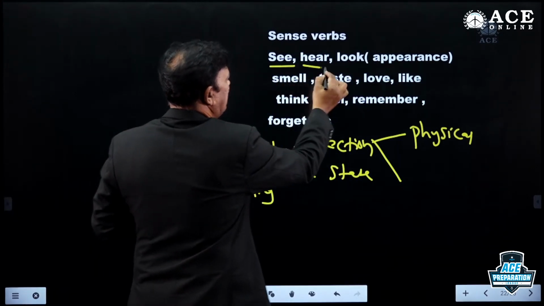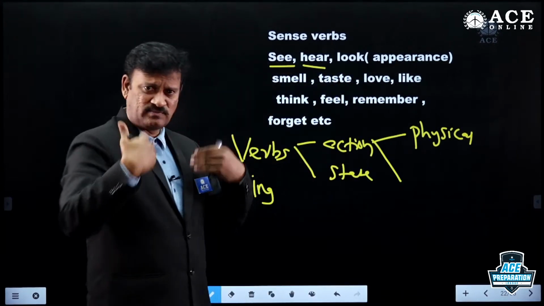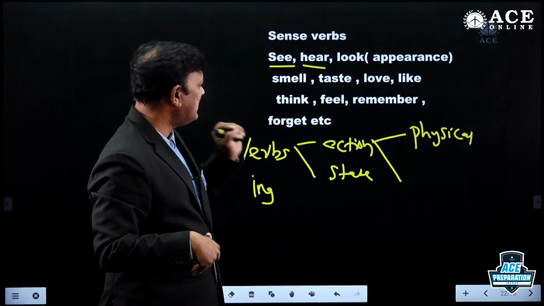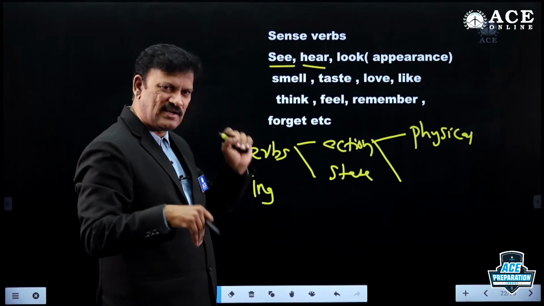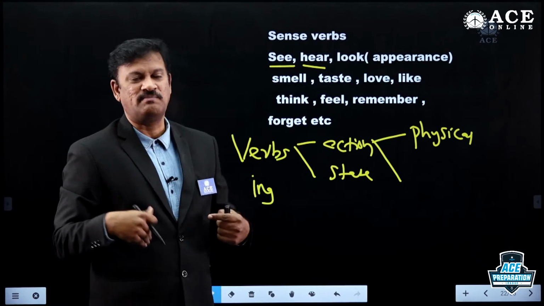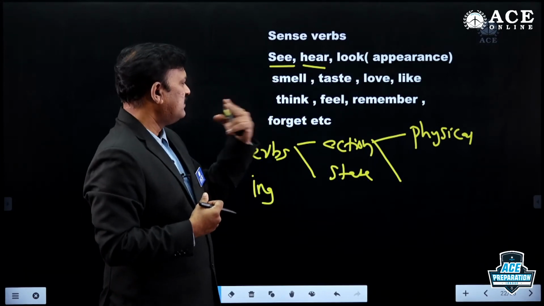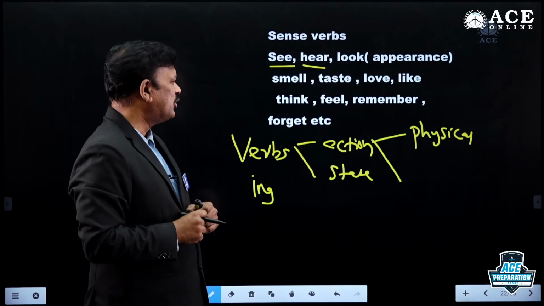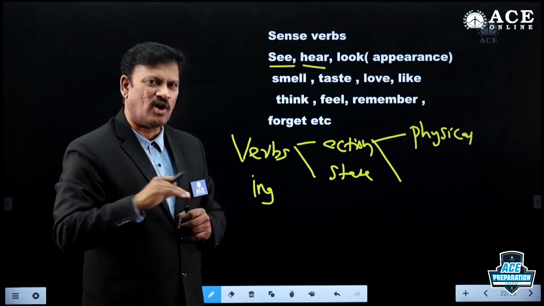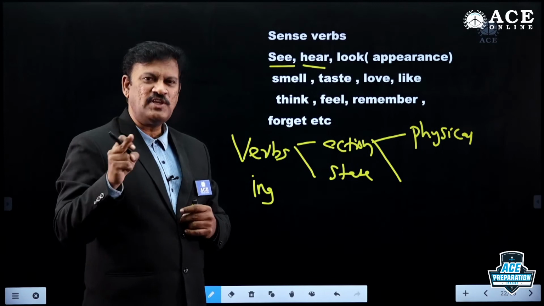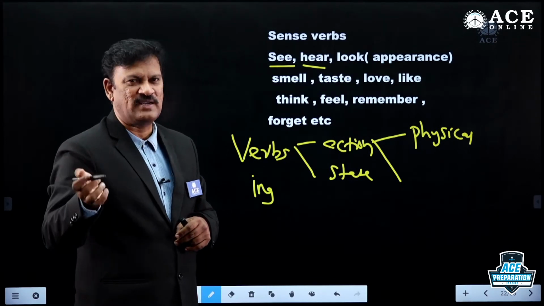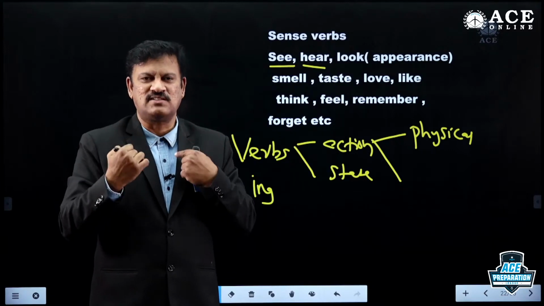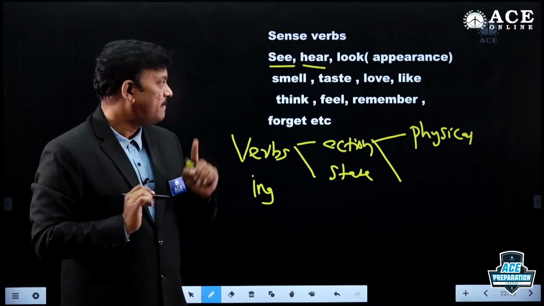Look here, talking about appearance, smell, taste, love, like, think, feel, remember, forget, etc. Things happening with our mind and these senses. Now you can ask me a question: Sir, don't we use the ing form at all? Yes, we use it, but the meaning is different. But in the clear, truest sense of these sense verbs, we don't use it. Look at this.